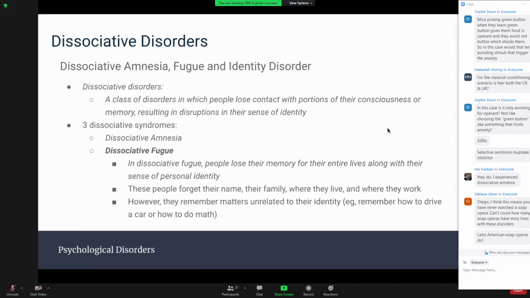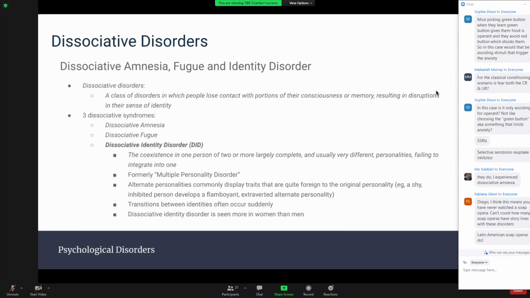The other syndrome you need to know is dissociative fugue, which is when people lose the memory for their entire lives along with their personal identity. So this one is amnesia to the extreme. This is where people forget their names, their family, where they live, where they work, yet somehow still remember certain things that are unrelated to their identity. This is why people experiencing dissociative fugue still remember how to drive a car or how to carry out math. Dissociative fugue could lead to people not knowing who they are, yet still being able to functionally wander around and otherwise function in society.